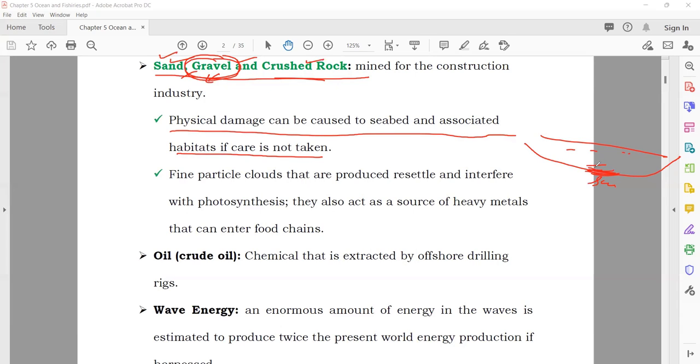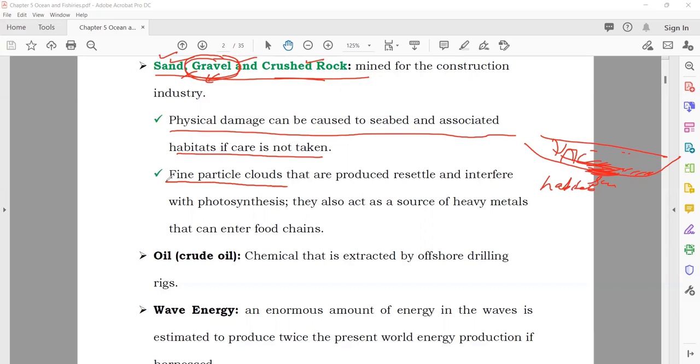So you have to remove all these layers. Here can be plants, here can be other things. Then you have to remove these things. It means you are removing the habitat for many living things. So they're saying that it will disturb the habitat of many organisms. So care should be taken. If there is no other way to get the sand and gravel, and the ocean is the only choice, then care should be taken while you are doing this process.